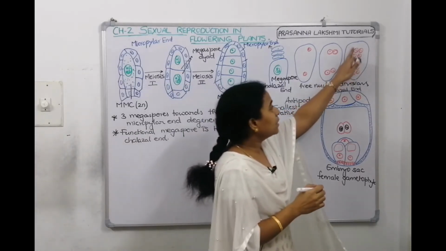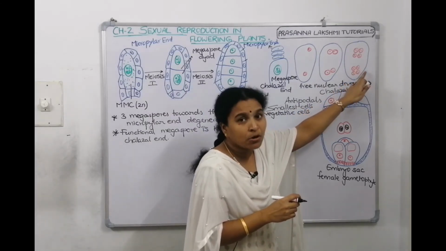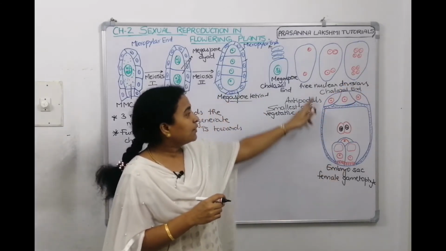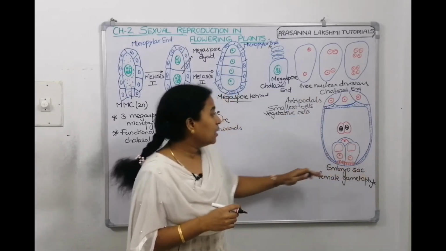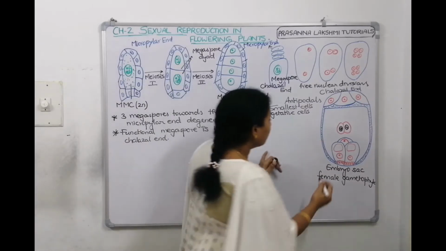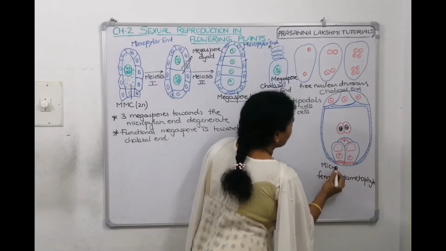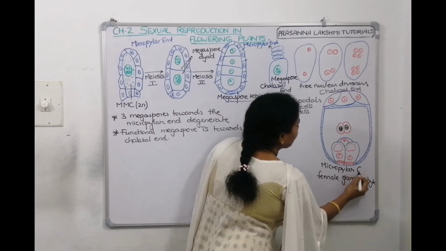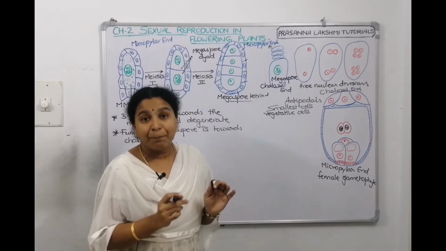So 3 nuclei are distributed that side. Now out of these 4 nuclei, again 3 more nuclei will move towards this side. If that end is the chalazal end, this end is called the micropylar end. So 3 more nuclei are moving towards this end. What is this end called? It is called the micropylar end. 3 nuclei towards the micropylar end make the egg apparatus.